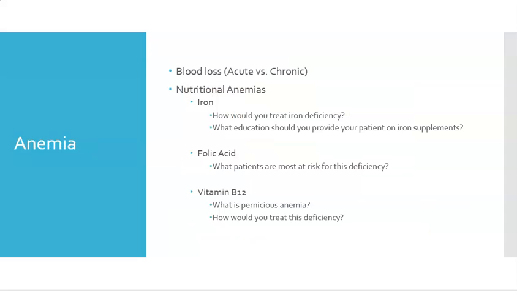Blood loss. We've already talked about blood loss a little bit, but blood loss, acute versus chronic, depending on what's going on with their patient. If it's a GI bleed, they might need to have an infusion. So just be aware of that.